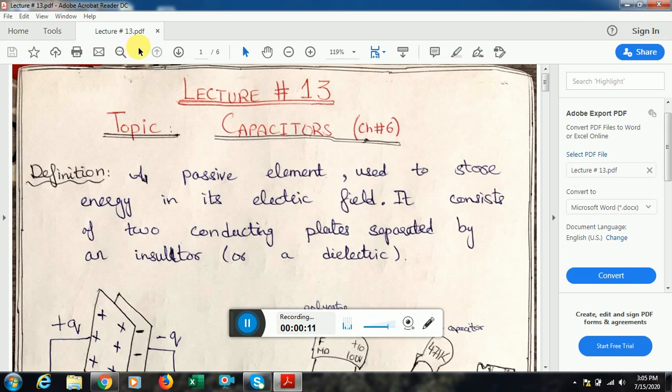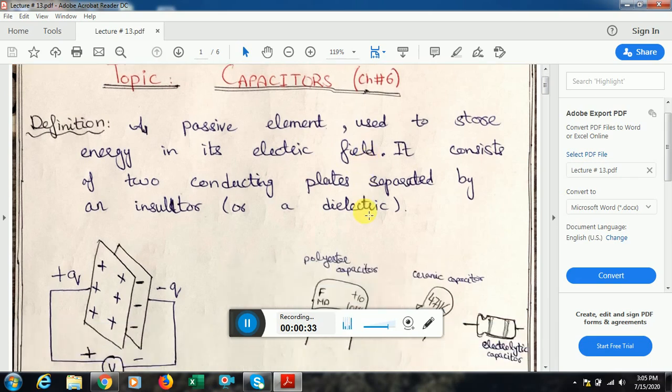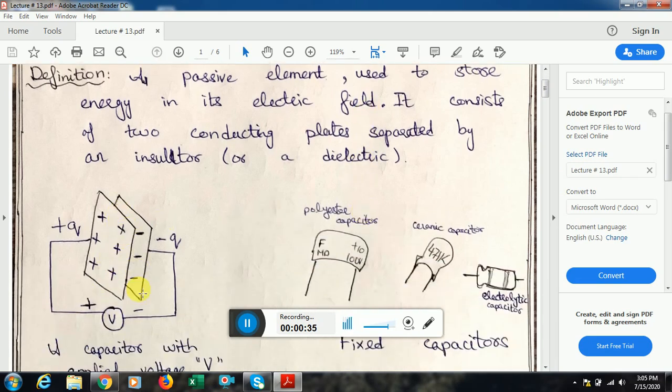Today we are going to discuss and learn about capacitors. Capacitors are very important circuit elements. There are a lot of electric circuits in which capacitors are found. Capacitors are mainly used for the purpose of storing energy, and the energy is stored in the form of electric field. Basically, a capacitor consists of two parallel plates, which are separated by an insulator or a dielectric.